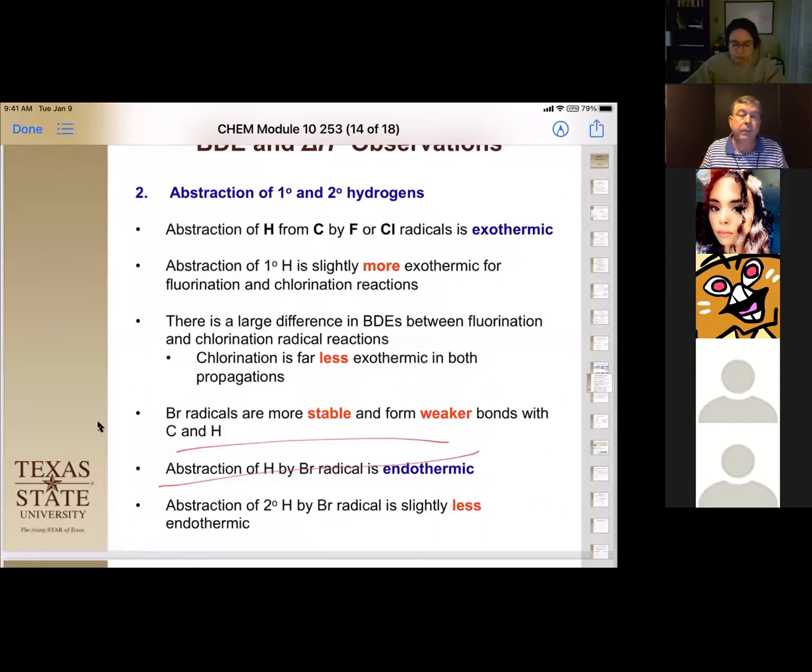The chlorine-carbon bond and the fluorine-carbon bond are very different in energy. We have much more energy given off during that carbon-fluorine bond than in the chlorine or the bromine.